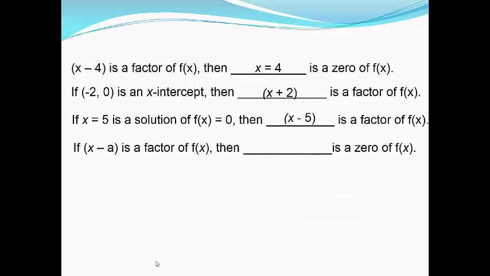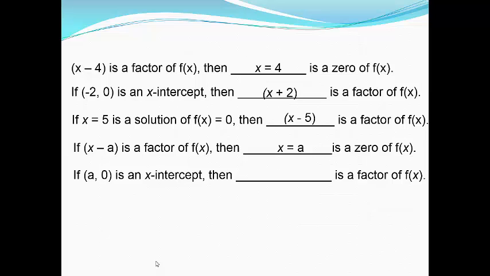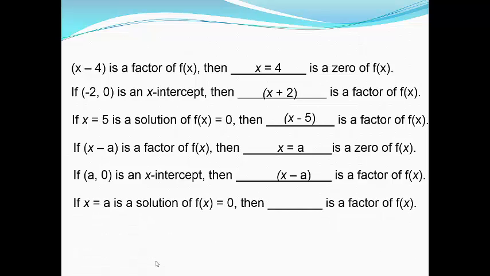If x minus a is a factor, then x equals a is going to be that 0. And a comma 0 is an x-intercept, and the factor will be x minus a. Notice that in this example, a is positive, so we're always going to be doing the opposite there, because we want to set it equal to 0 and solve. So if x equals a is the solution, then x minus a is going to be the factor.